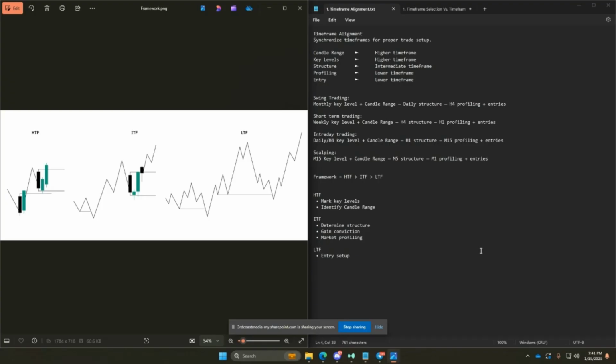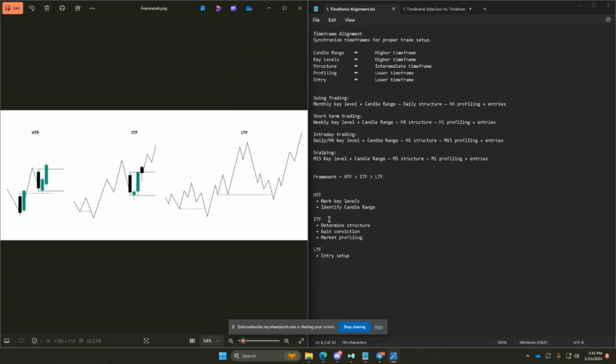So the image on the left shows exactly what we mean by time frame alignment. We look at the higher time frame key levels and candles to form ranges, and then we keep an eye on the structure that's formed in the intermediate time frame. That way we can build a profile on the lower time frame, and hopefully find good entries.